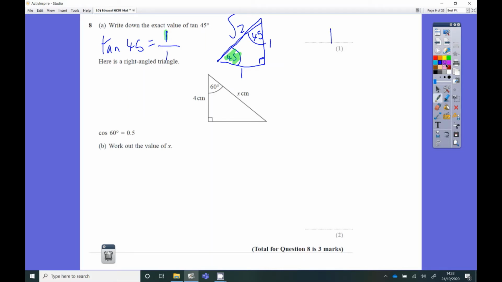Now for part B, we're told that cos 60 equals 0.5. Now cos 60 is our adjacent side over our hypotenuse. So looking from here, cos 60 is our adjacent side of 4 over our hypotenuse, which is x, and we're told that cos 60 equals 0.5. So what must x be such that 4 divided by x equals a half? So x must be 8. 4 divided by 8 equals a half.